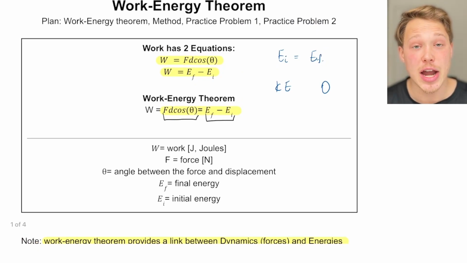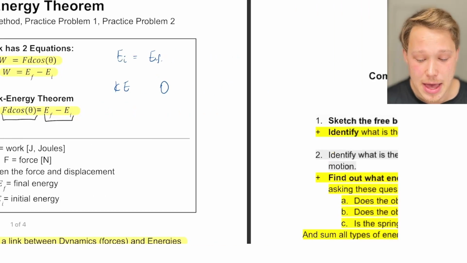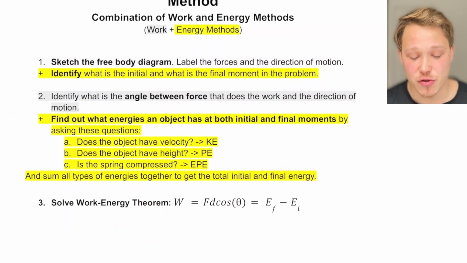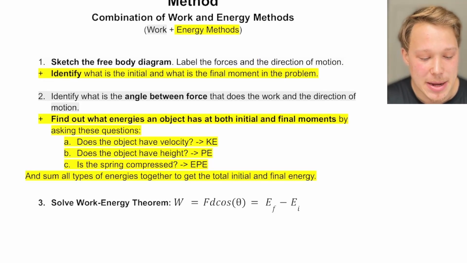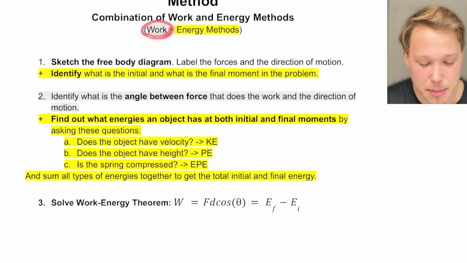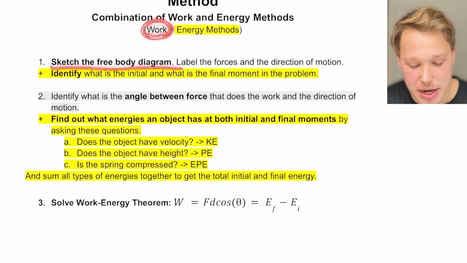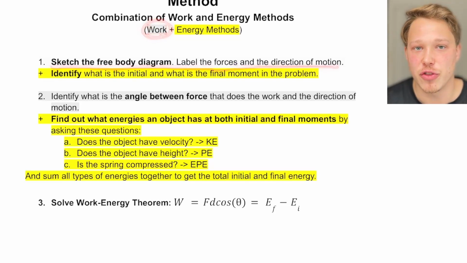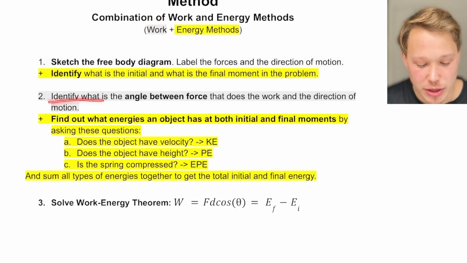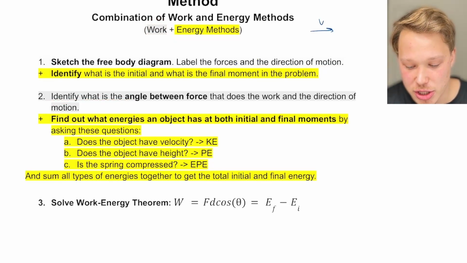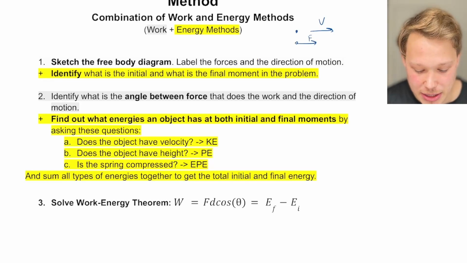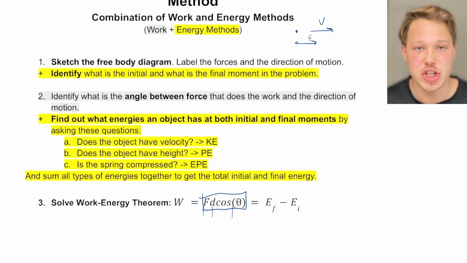Now, let's take a look at our step-by-step instructions on how to solve these types of problems that have to do with work energy. Here, we essentially combine our methods for work and our methods for energy. So if you haven't seen those videos, I would advise you to watch them. But essentially, when we were solving examples for work, we just sketched the free body diagram. We labeled the forces and the direction of the motion. We identified what the angle is between where the object is moving and where the force is applied. And we simply plugged it into this equation. Once we found the force, the displacement, and the angle between the two, you can just plug this into this formula.